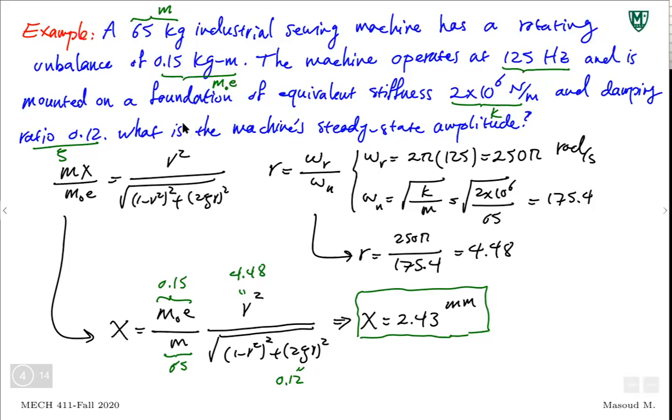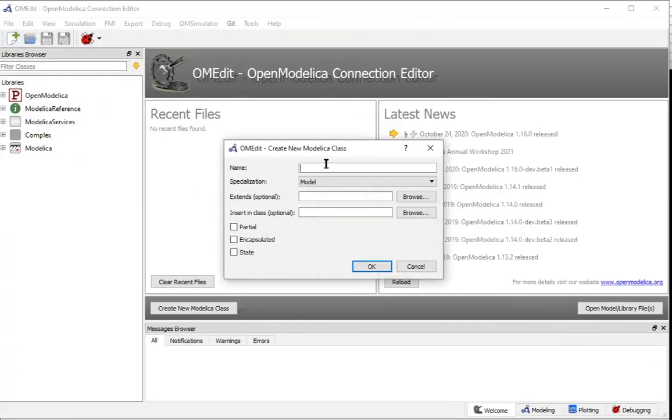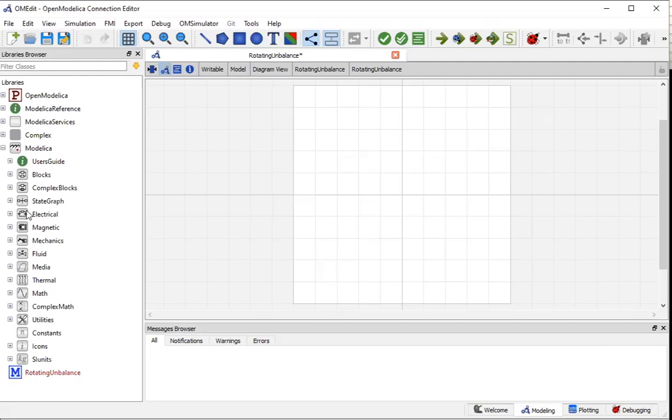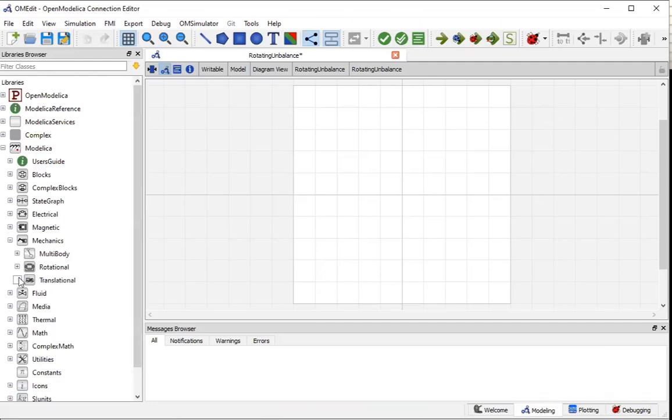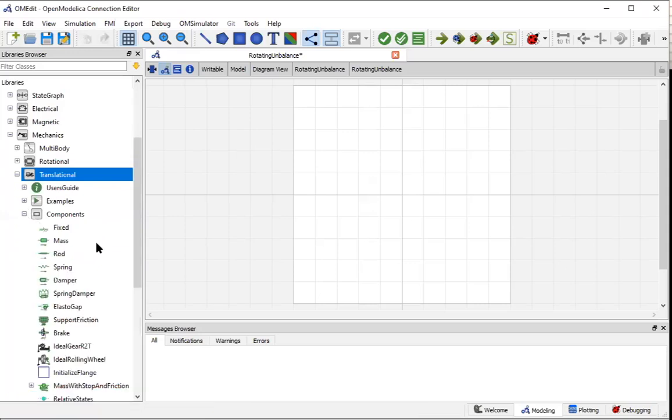Now quickly, let's see how we can model a rotating unbalanced system in OpenModelica. I have it open there. Let's just call it rotating unbalance. Hopefully everything is unchecked. I'll go to Modelica, following the same process, under mechanics, under translational components.